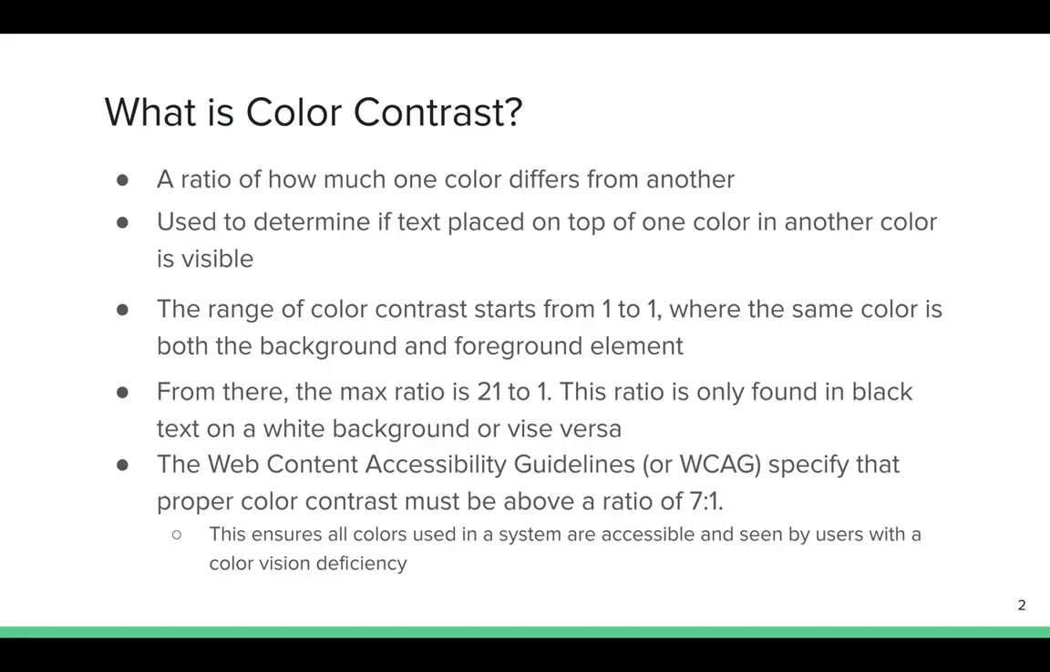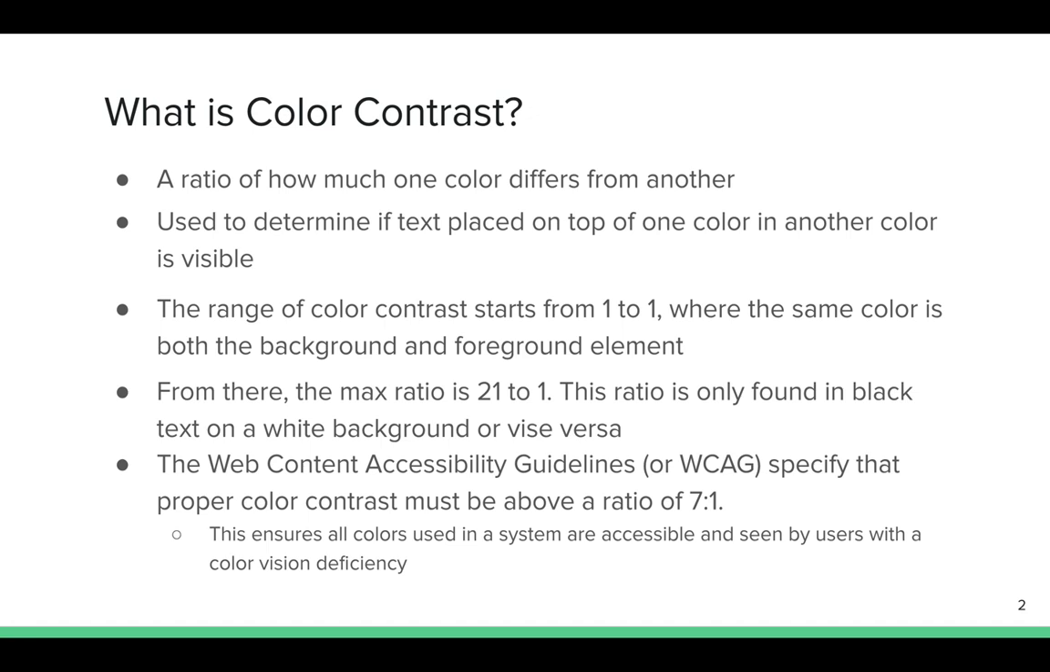So what is color contrast? Color contrast is the ratio of how much one color differs from another. It is used to determine if text placed on top of one color to another color is visible. The range of color contrast starts from 1 to 1, where the same color is both the background and foreground element. From there, the max ratio is 21 to 1. This ratio is only found in black text on a white background, or vice versa.